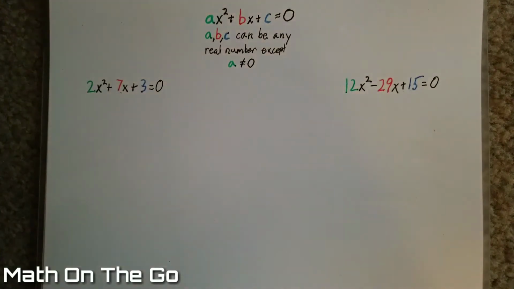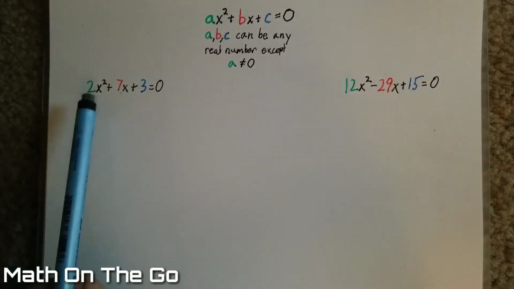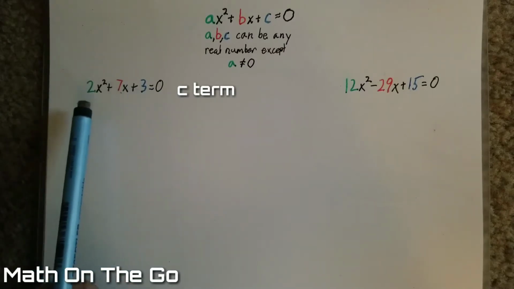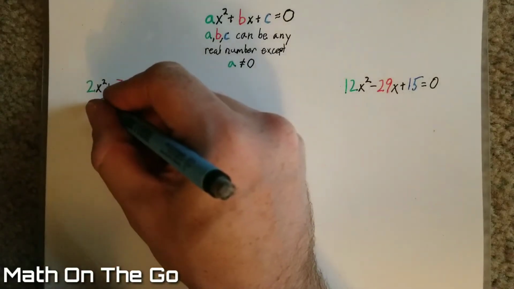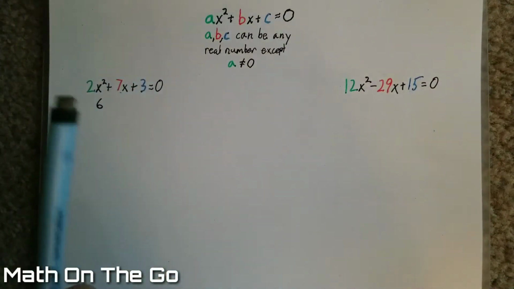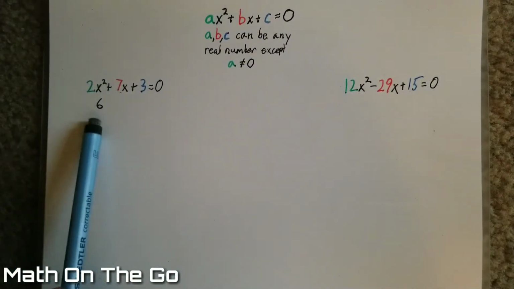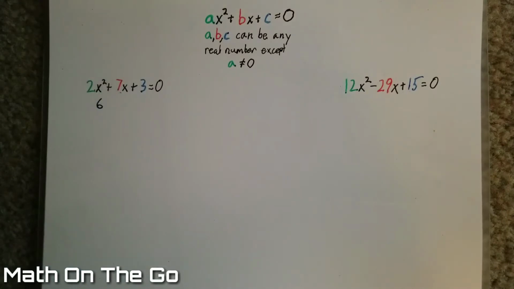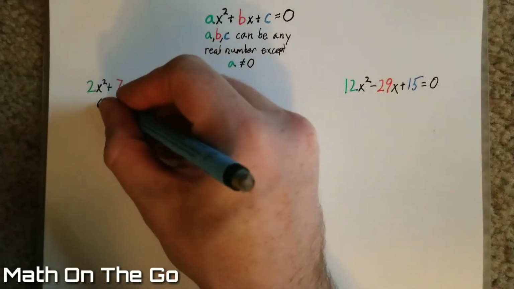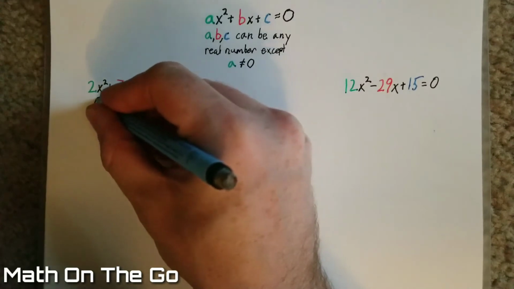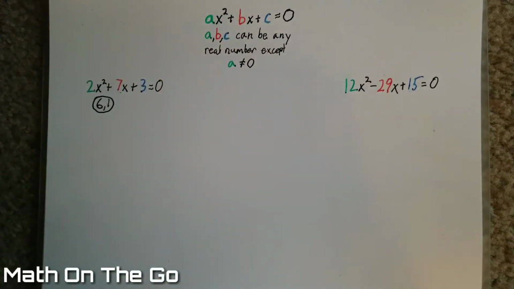The first thing we want to do is multiply our a term and our c term, which gives us 6 in this case. And we want to find two numbers that multiply to give us 6 and add to give us 7. So obviously 3 and 2 give us 6, but they'll never add to give us 7. And our only other option is 1 and 6. So 6 and 1 are the correct numbers to use.